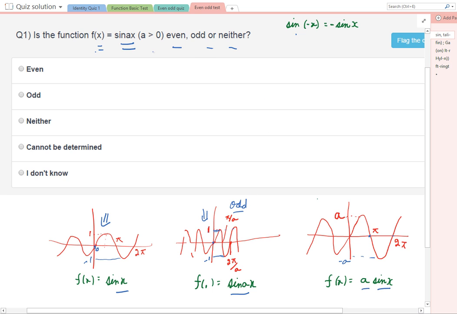The other way would be just substituting -x in place of x, and you would need to know this identity that sin(-x) is equal to -sin x, and in fact cos(-x) is equal to cos x. So using this, if you substitute minus in front of ax, you will get -sin(ax), and that will also indicate that this function is an odd function.